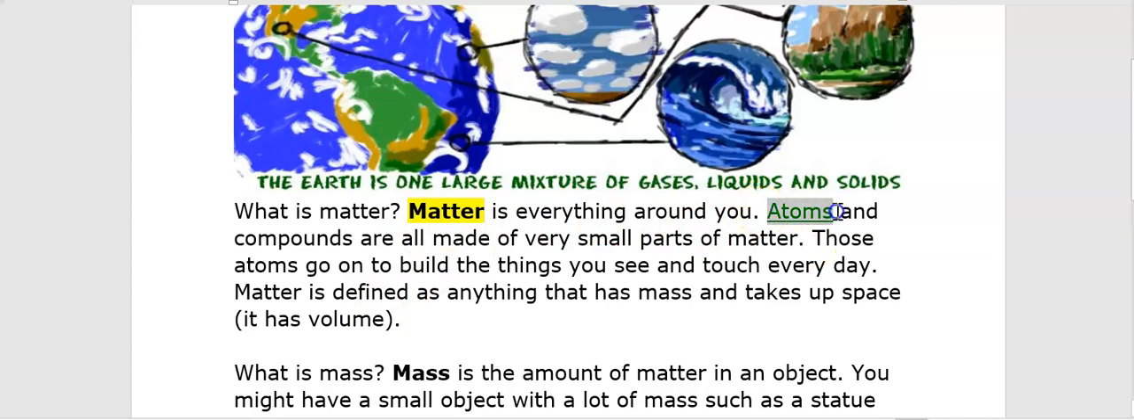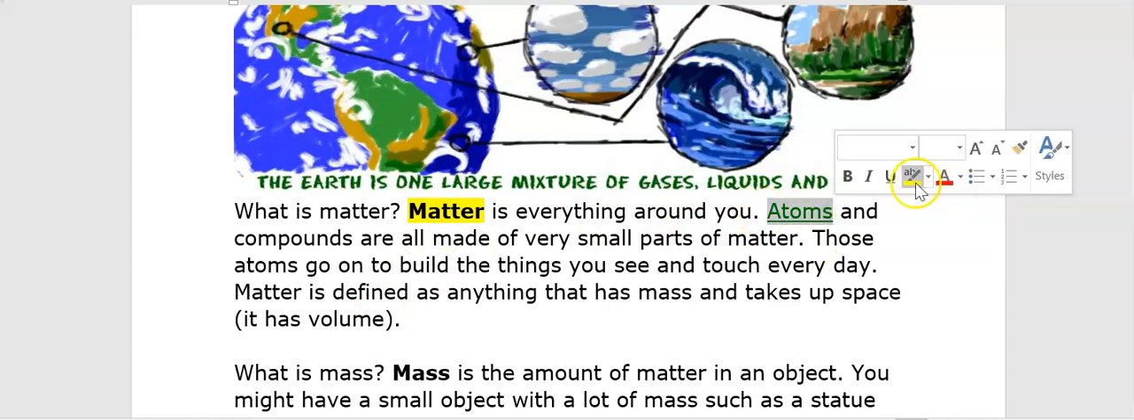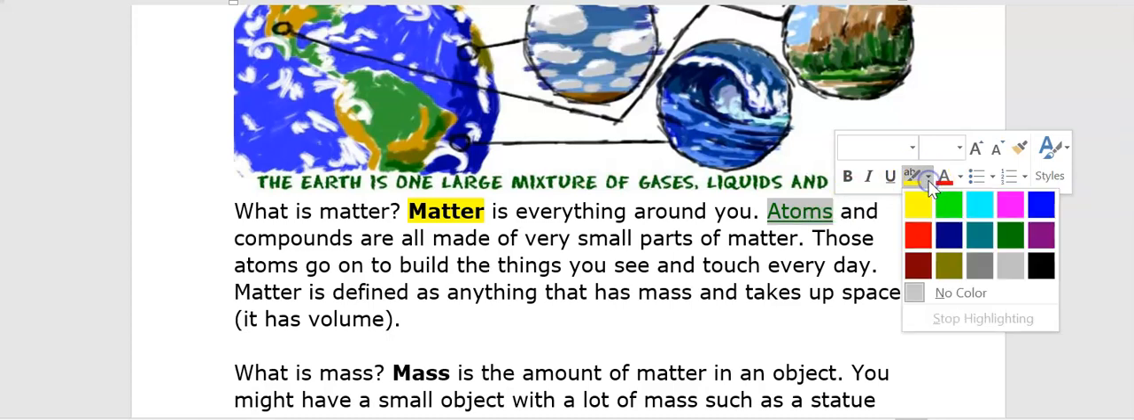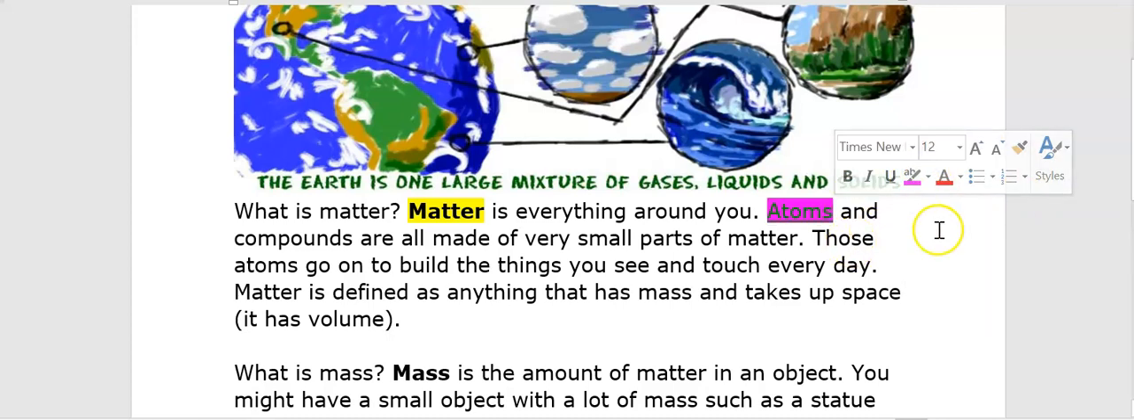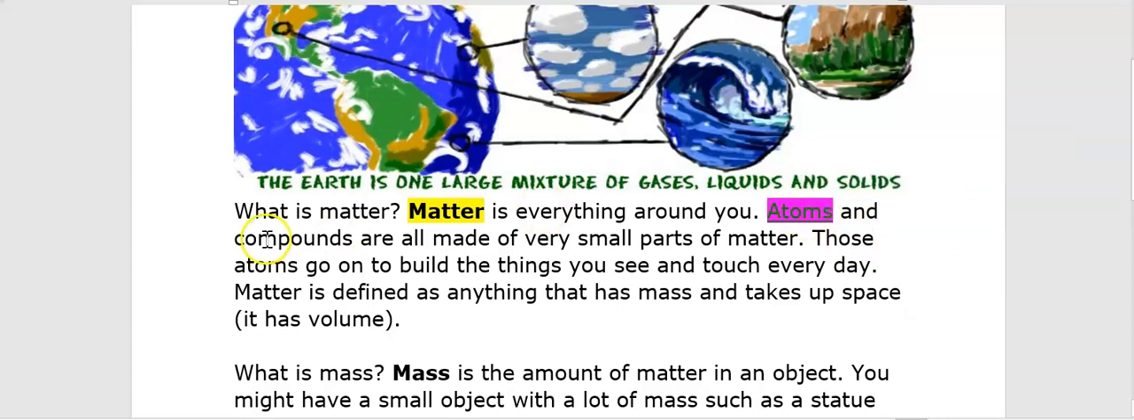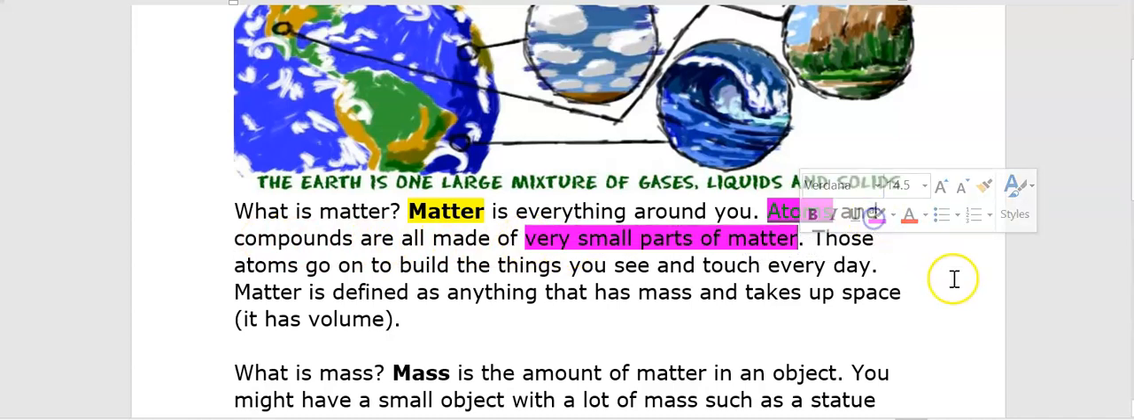It then switches to talk about atoms. This one, it tells you what this means in its own sentence. Atoms are just very small parts of matter. So atoms go on to build the things you see and touch every day. Since atoms are matter, and they are the building blocks of larger pieces of matter that we can actually see, atoms are an example of matter.